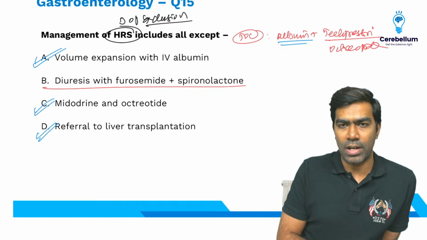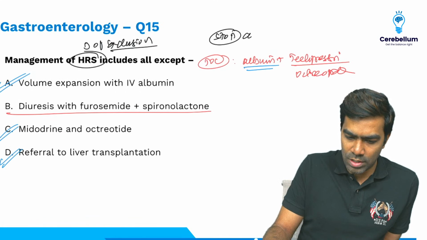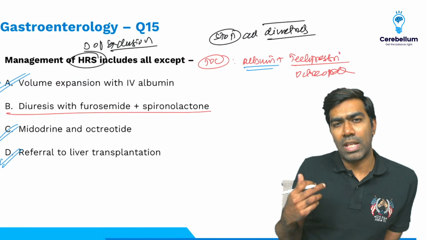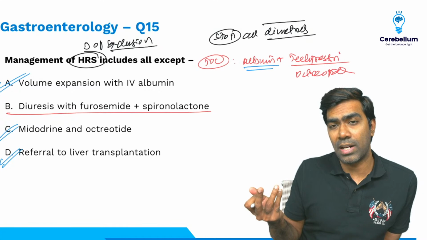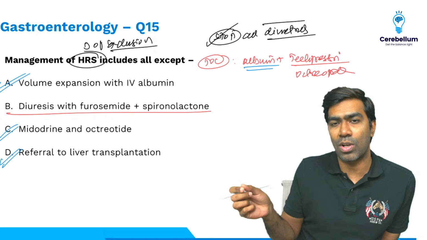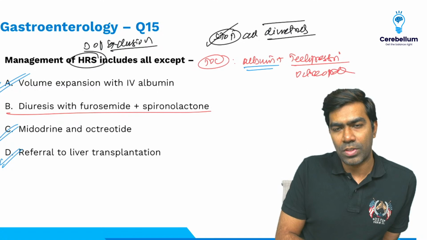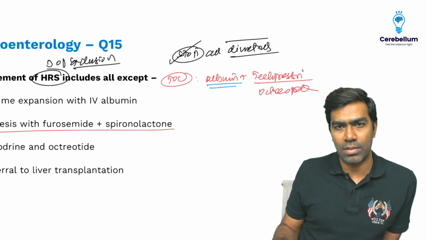I cannot do that. In fact, to diagnose HRS, I have to stop all diuretics, which means the reason for kidney injury may be my over-diuresis. Diuresis can produce prerenal AKI, and that's why I have to stop diuretics, then wait for resolution. If it doesn't resolve, then I can make a diagnosis of HRS. So one of the first steps is to stop all diuretics, no matter what.